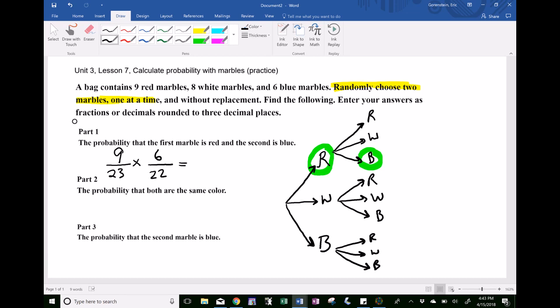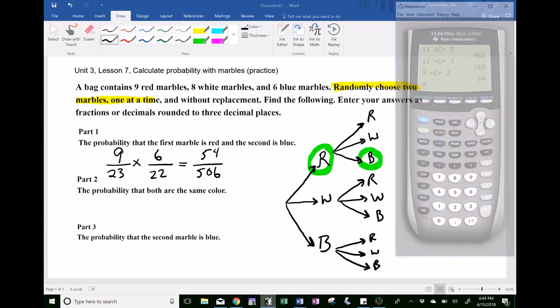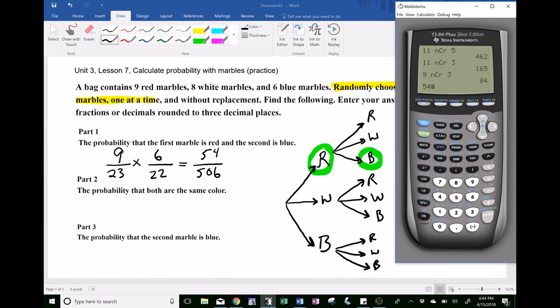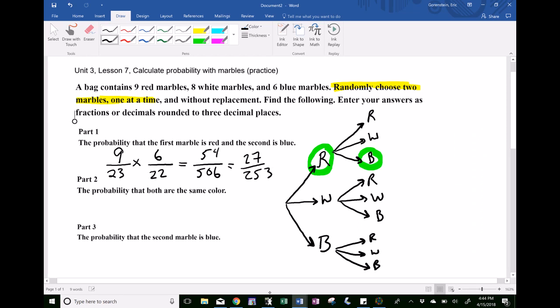So this two-step sequence has a probability of, let's see, 9 times 6 is 54, and on the bottom, 22 times 23 is 506. Now we probably want to reduce that. Let me open up the calculator: 54 divided by 506. We could use a decimal, and the directions say round to 3 decimal places, or if we want a fraction, if we use the calculator to convert this back to a fraction, it'll give us the simplest form, so 27 out of 253. Okay, so that sounds good for the first problem.